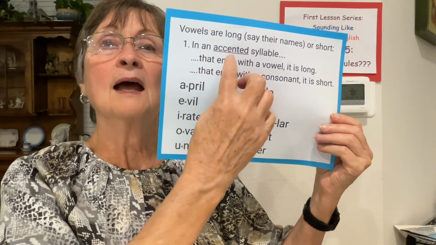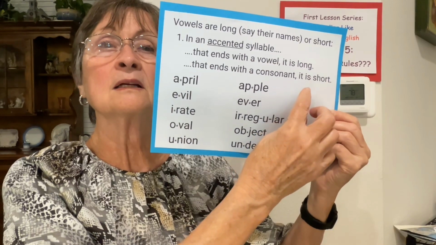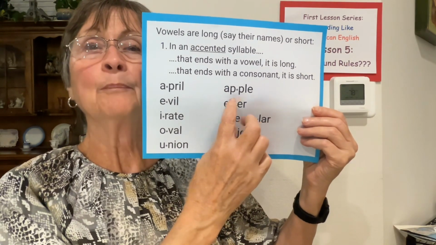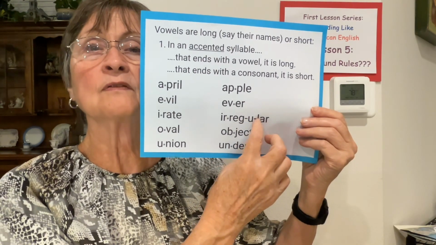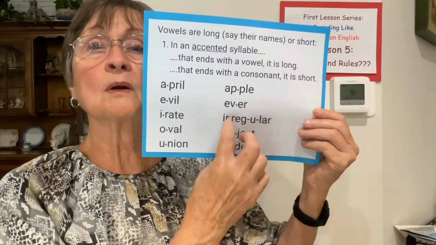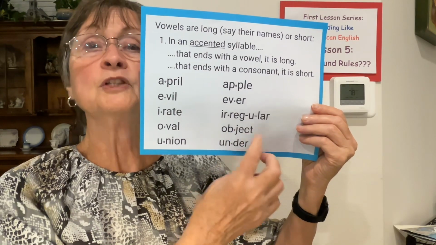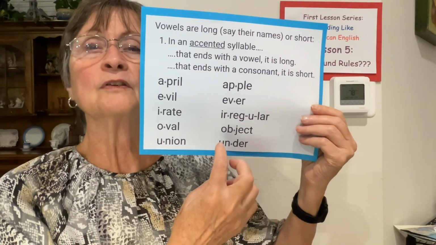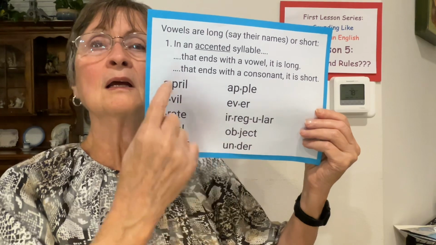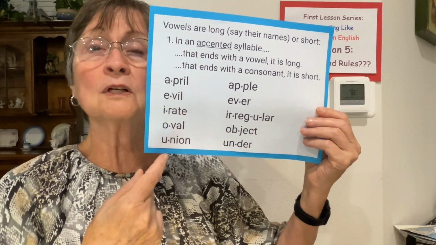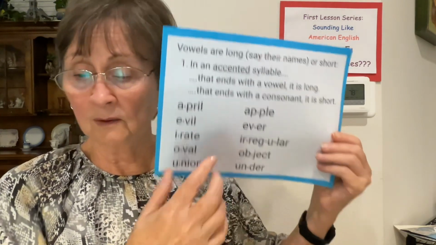But in an accented syllable that ends with a consonant, it is short. Apple, ever, irregular. I put these in there to divide the syllables, rather than the star, because this is the one I'm talking about. Object, under. If there's a consonant after it in the same syllable, it's usually going to be short. If there's not a consonant after it, it's usually going to be long, but not always. But it's a rule that you can start working with. Okay.